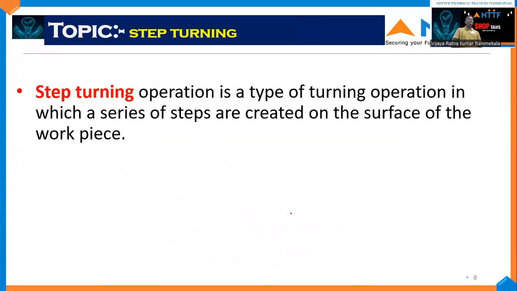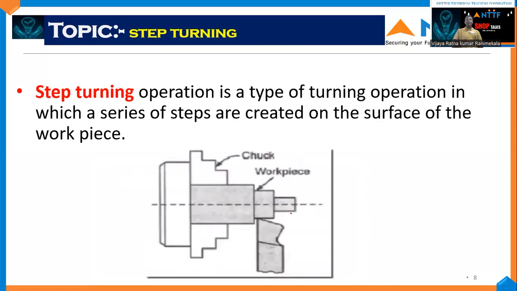Step turning operation is a type of turning operation in which a series of steps are created on the surface of the workpiece. That is step turning. For example, in our progressive tool, the guide screw must be like step turning. Here we are seeing step turning. Workpiece, cutting tool. From here to here, one diameter. Here to here, another diameter. This is called step turning.